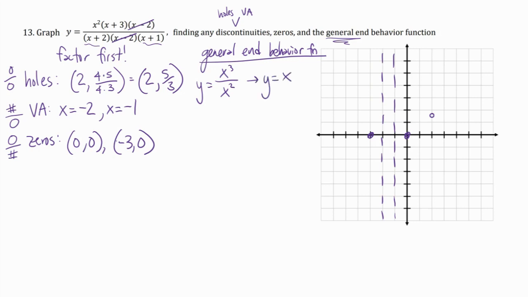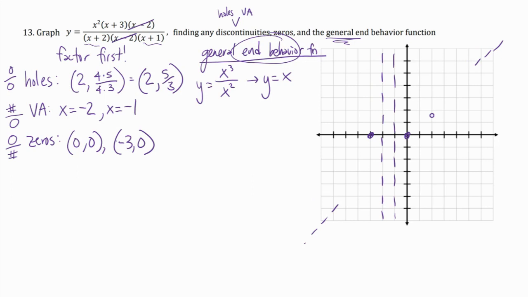So my general end behavior function tells me generally, not specifically, what my end behavior will look like. Well, what does y equals x look like? Y equals x is a line with a positive slope. And that's all I really need to know. So that means at the ends, my graph will generally be a line with a positive slope. And notice that I only graph it at the ends. That's because it's end behavior, not middle behavior. So you will not see me graph a horizontal asymptote all the way through.